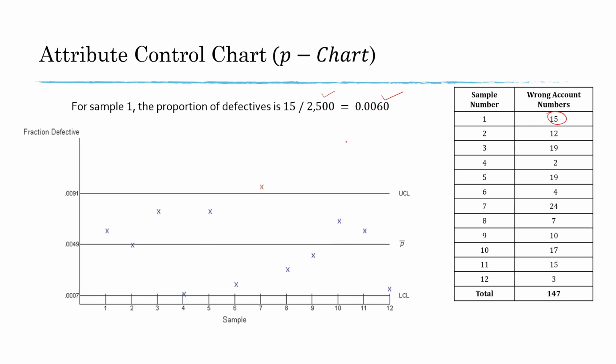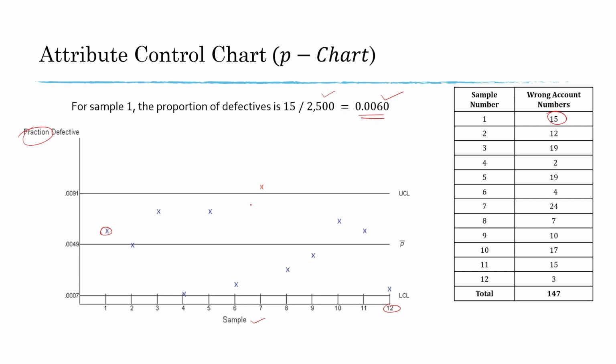We can calculate the proportion of defects for all the samples just like this, and then we can plot these values. Here you have on x-axis the number of samples. There are 12 samples and this is the fractional value or the proportional value of the defects. For sample 1, we have the value which is 0.060 and you can see this value here. For the other sample numbers, these are the proportions plotted here on this graph.